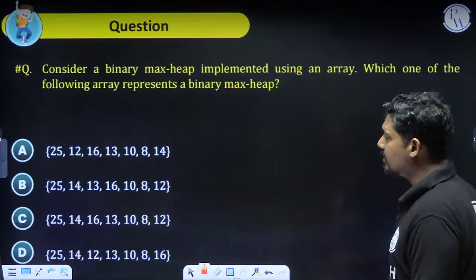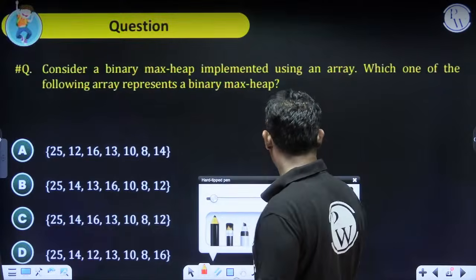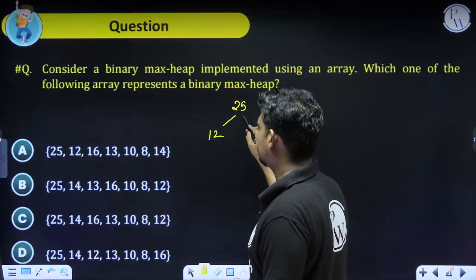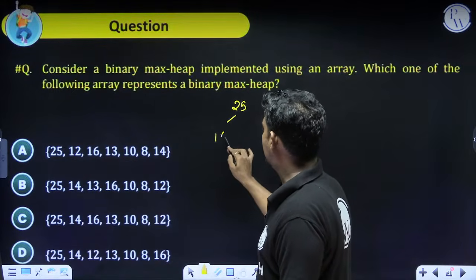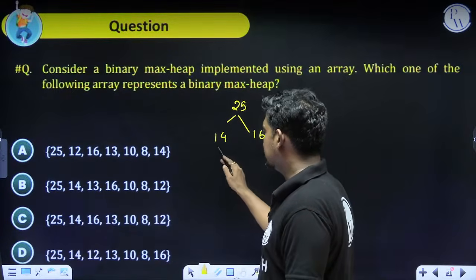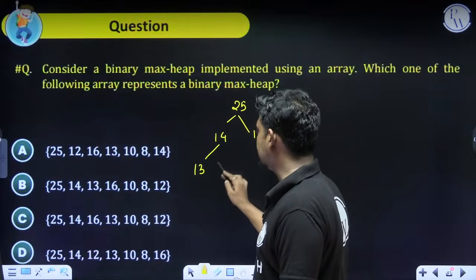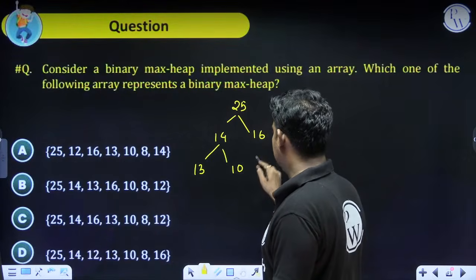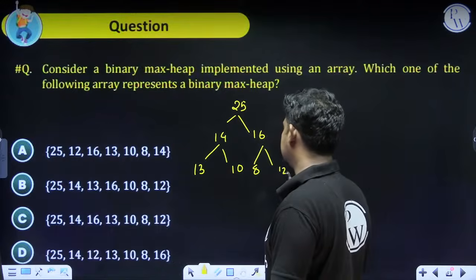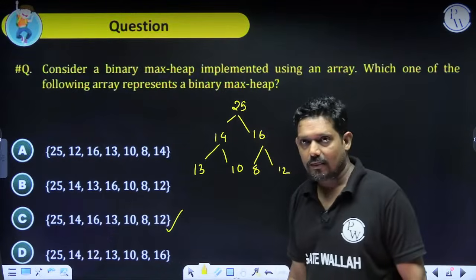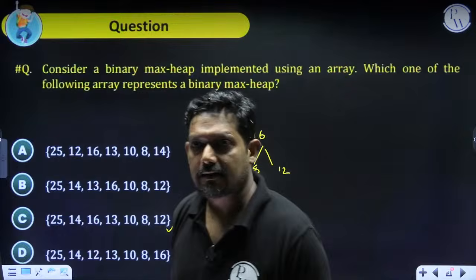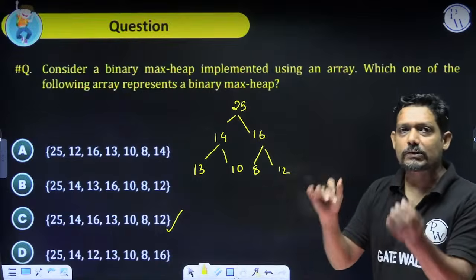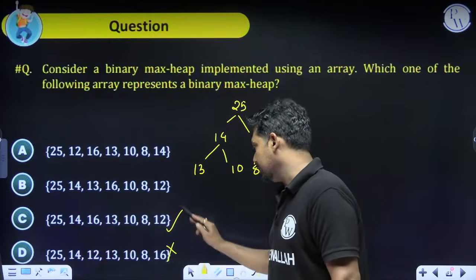Option C: 25, 12, 14, 16, then 13. Fine, each child is lesser: 10 lesser, 8 lesser, 12 lesser. C is correct. C is the right answer over here. At least this one you can check.